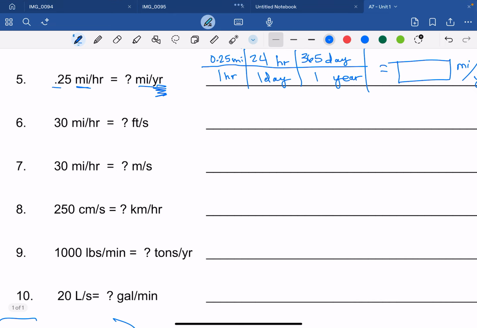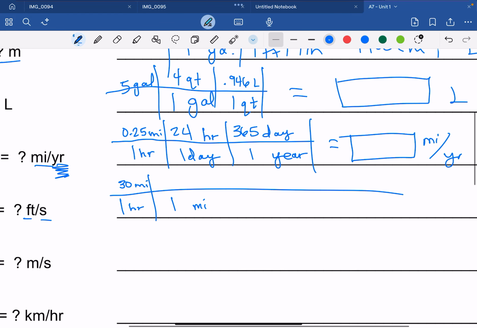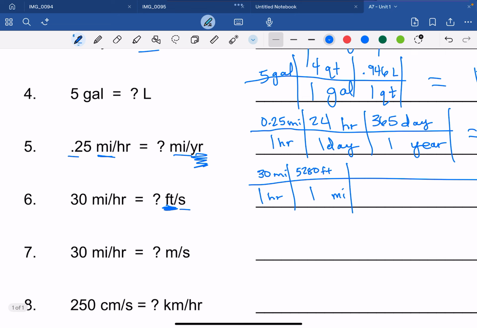All right, next one, number 6, 30 miles per hour. 30 miles over 1 hour. And we need to get to feet per second. So we do have to change our miles this time. Move miles down here since miles were on the top. In 1 mile, we do know that there are, right here, 1 mile is the same thing as 5,280 feet. So 5,280 feet is in 1 mile. So we've got our units into feet.